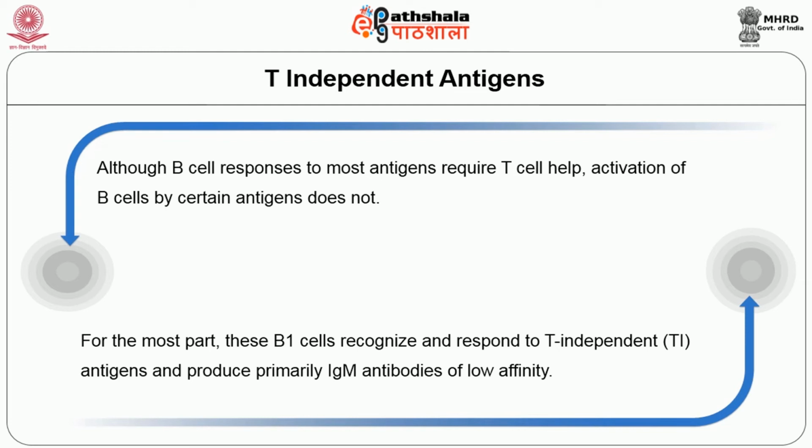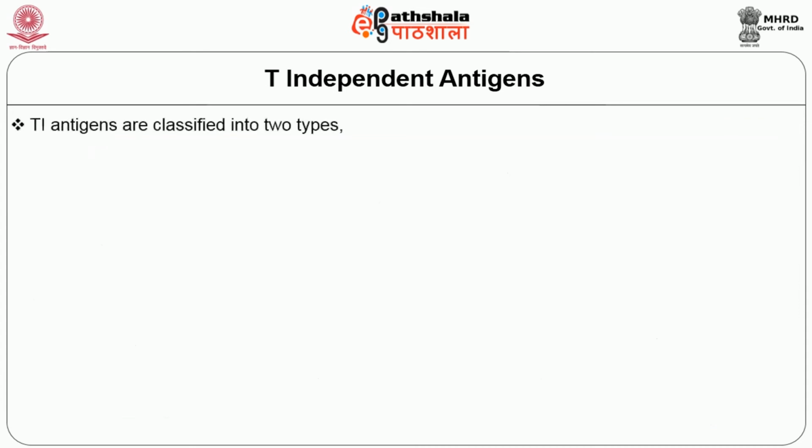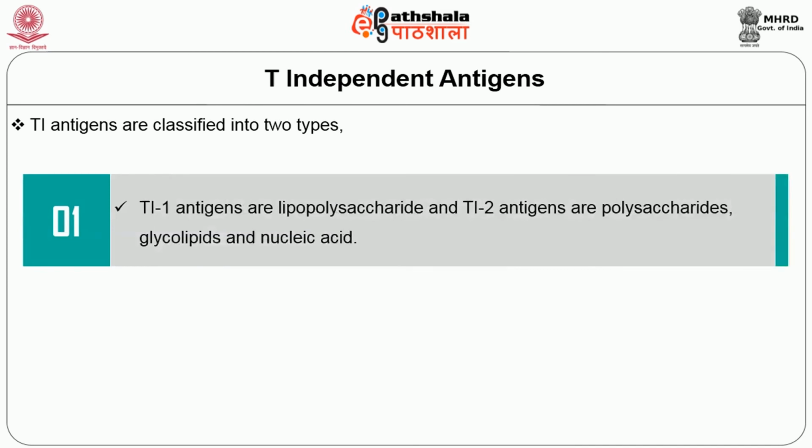Although B cell response to most antigens requires a T cell, the activation of B cells by certain antigens does not require T helper cells. Those antigens are called T independent antigens. For the most part, B cells recognize and respond to T independent antigens and produce primarily IgM antibody of low affinity. T independent antigens are classified into two types: T independent antigen 1, which are lipopolysaccharides; T independent 2 antigens are polysaccharides, glycolipids and nucleic acids.